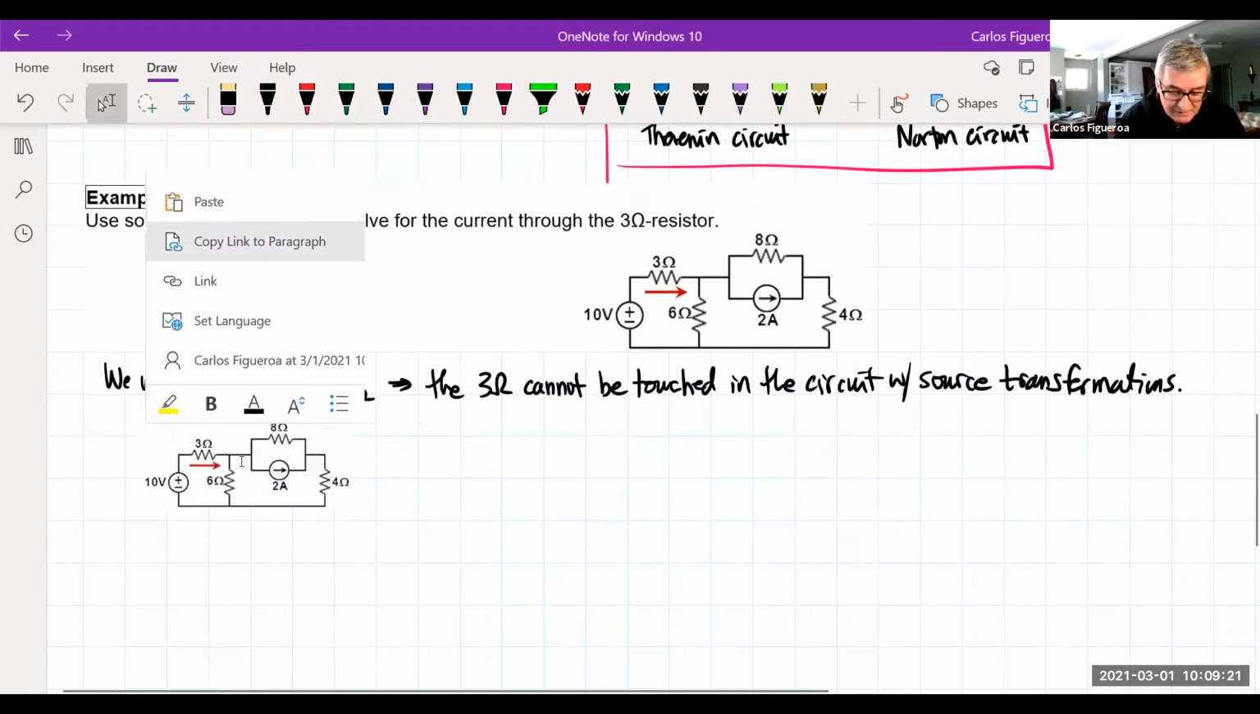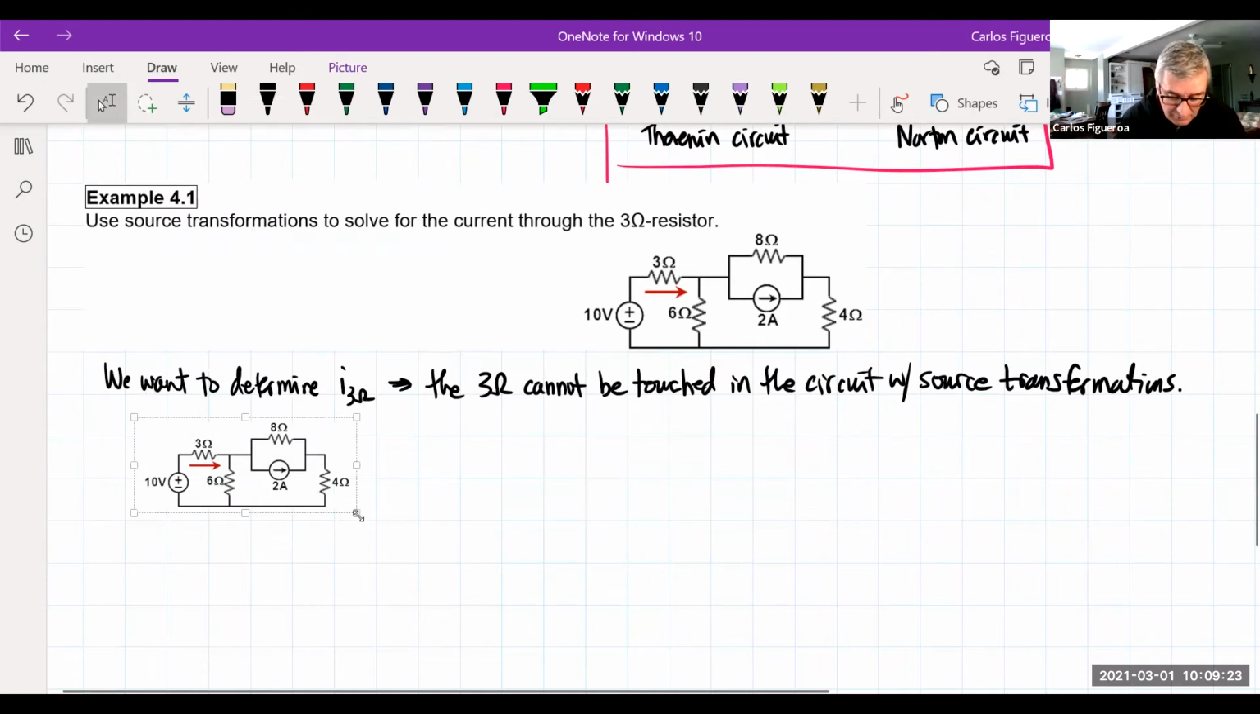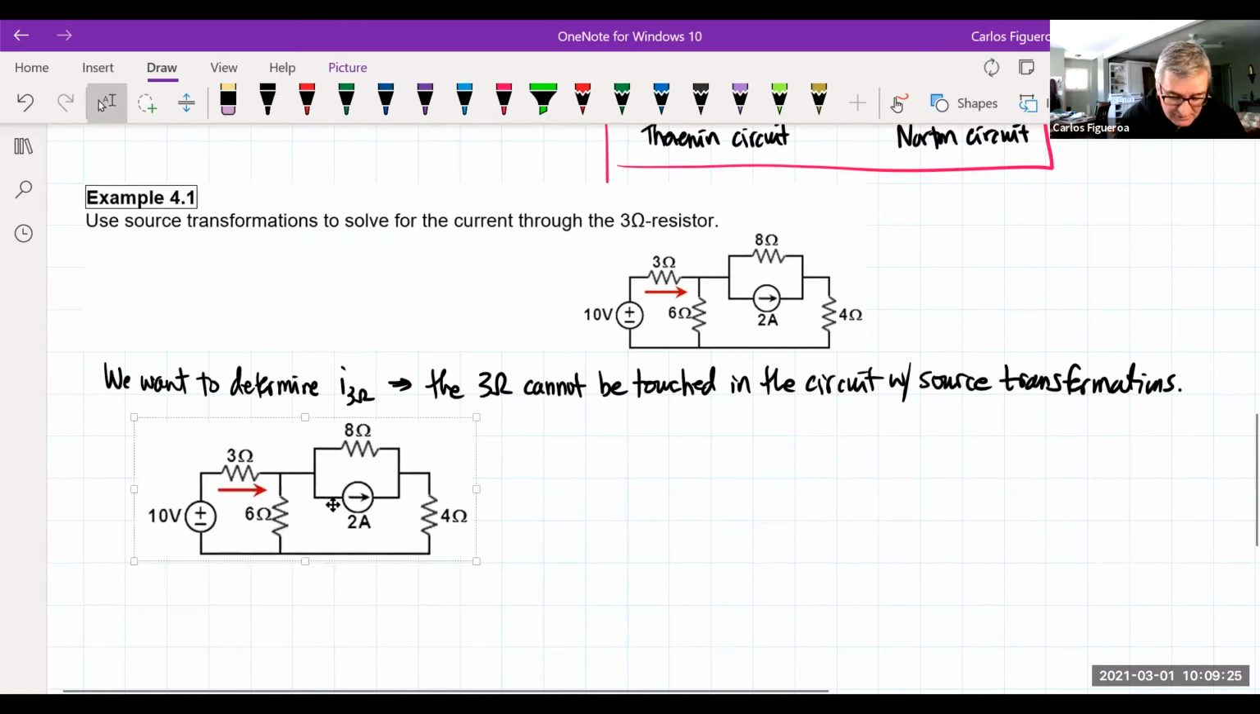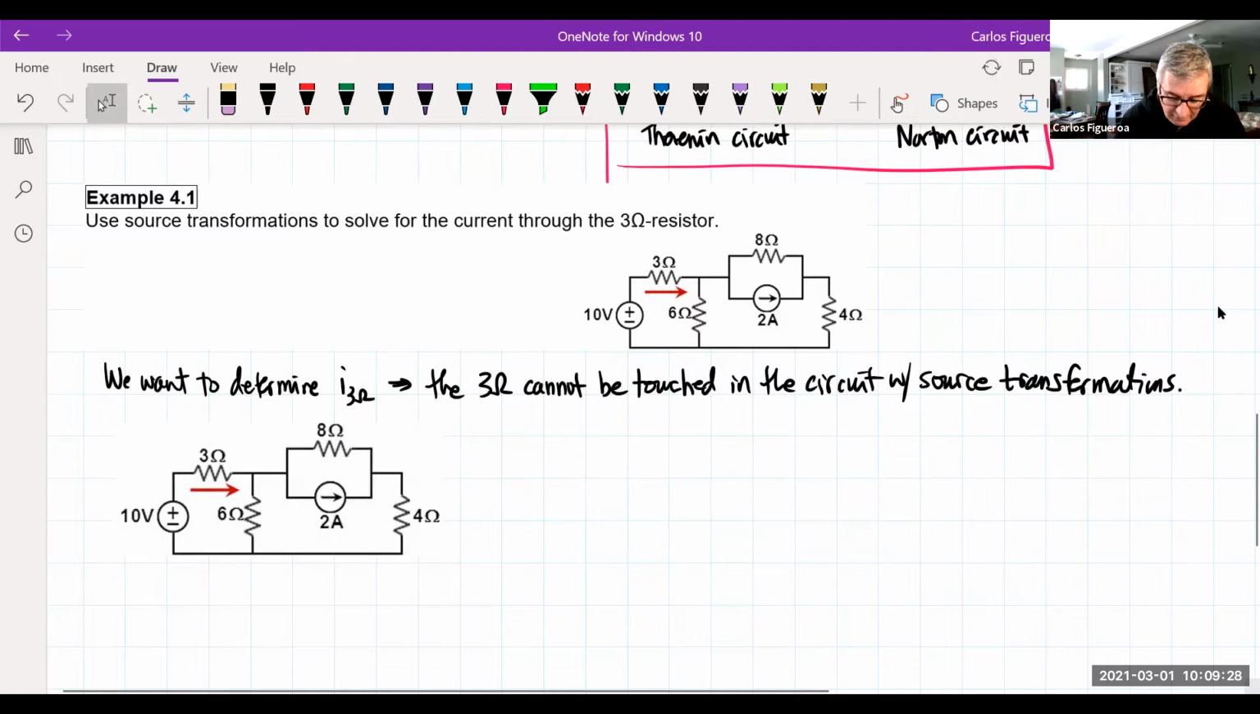So if I paste this guy in here, you can see that in this circuit, I have this guy right here. I'm going to focus on these guys right here, because I can see that those guys are in parallel. So I'm going to do a source transformation on these guys here. If I do a source transformation, what does that look like?